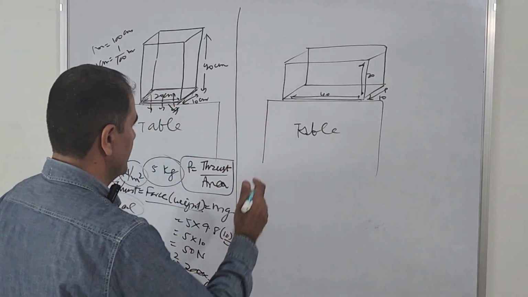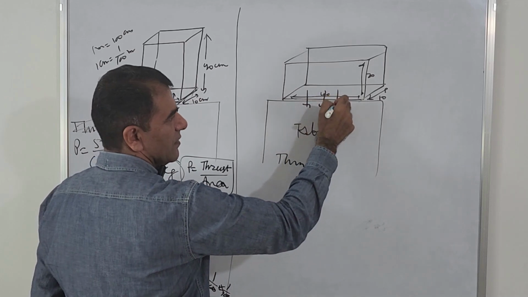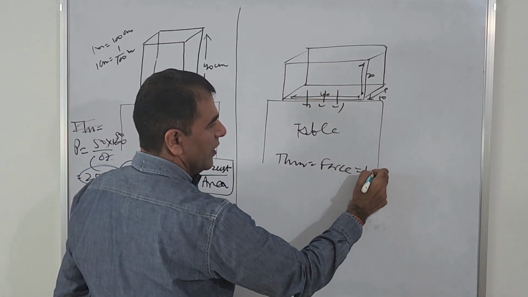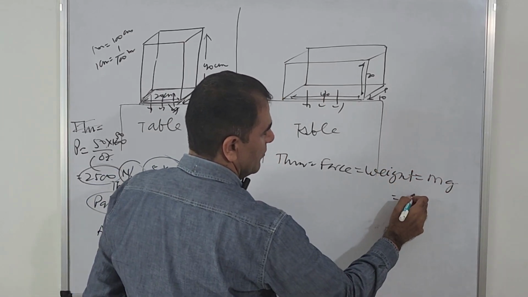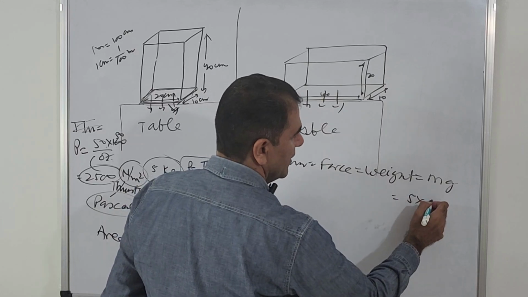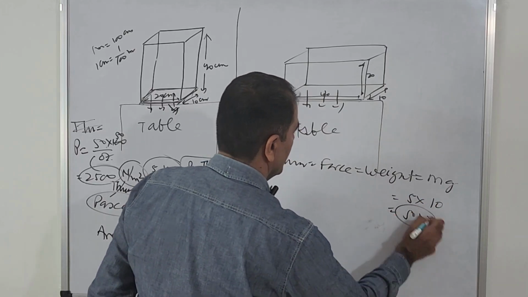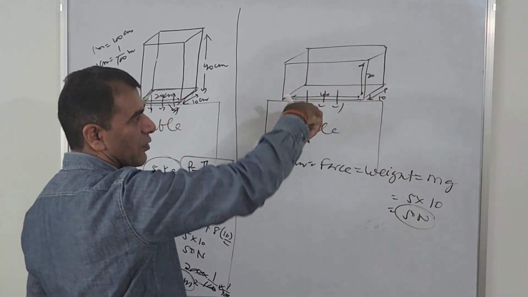Let us find it in this case. Again, thrust will be the same, because thrust is nothing but the force, and force is nothing here but the weight of the block, and weight will be equal to mg. What is m? 5. And what is g? 9.8. We approximately take 10, so it is 50 Newton. 50 Newton is the force or the thrust or the weight of the body which is acting on the surface.